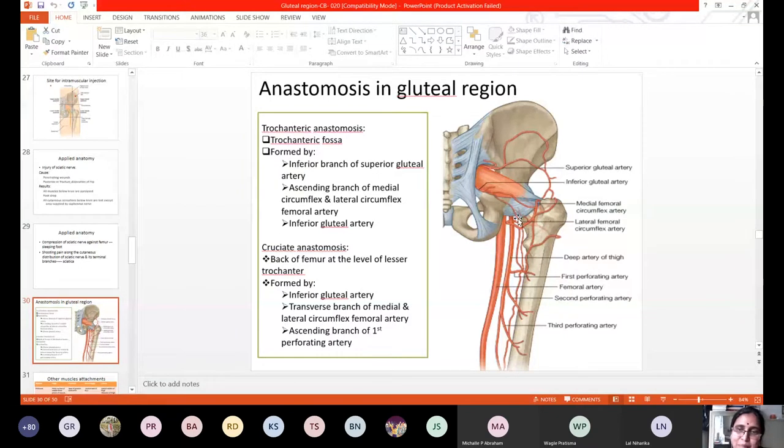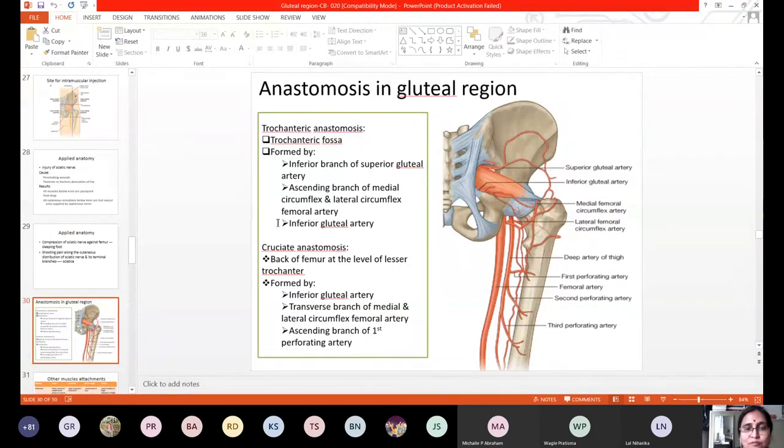One artery comes from up, the branch from inferior gluteal, then the two arteries in the middle, transverse branch of the medial circumflex and lateral circumflex, and the fourth artery is from the branch from the first perforating artery. All these arteries anastomose at the back of the femur at the level of the lesser trochanter in the form of a plus. Okay, so that's why it is known as cruciate anastomosis.